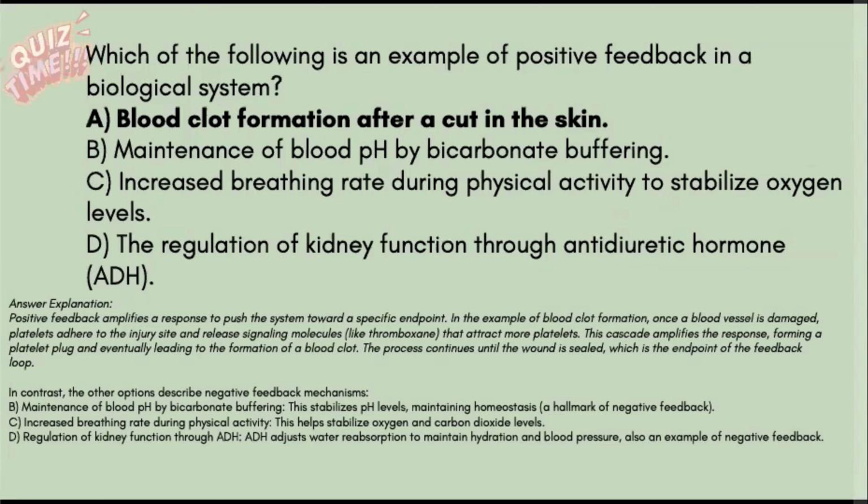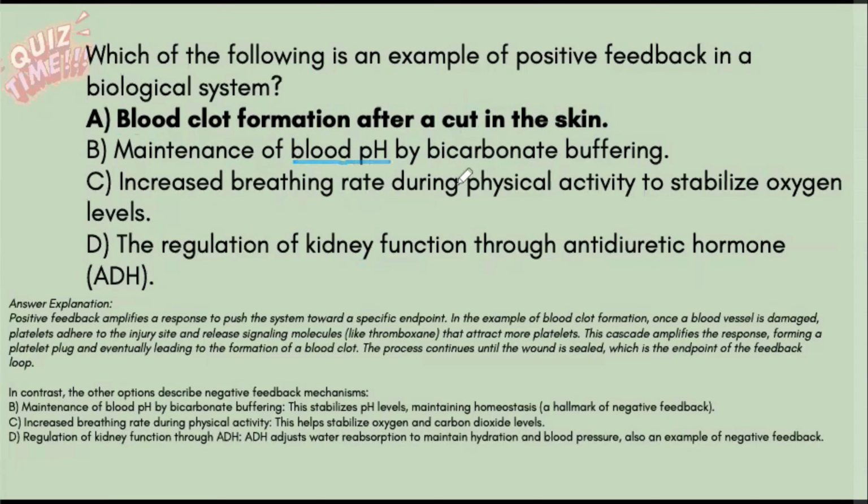So what they're looking for in this problem is a positive feedback loop. And it's kind of hard because you're given four scenarios that you probably haven't seen before, like blood clot, pH, increasing breathing rate, and regulation of the kidney function. Here's the thing. When you have a blood clot formation, you're adding something in response to the cut of the skin, which is why this is a positive feedback loop.